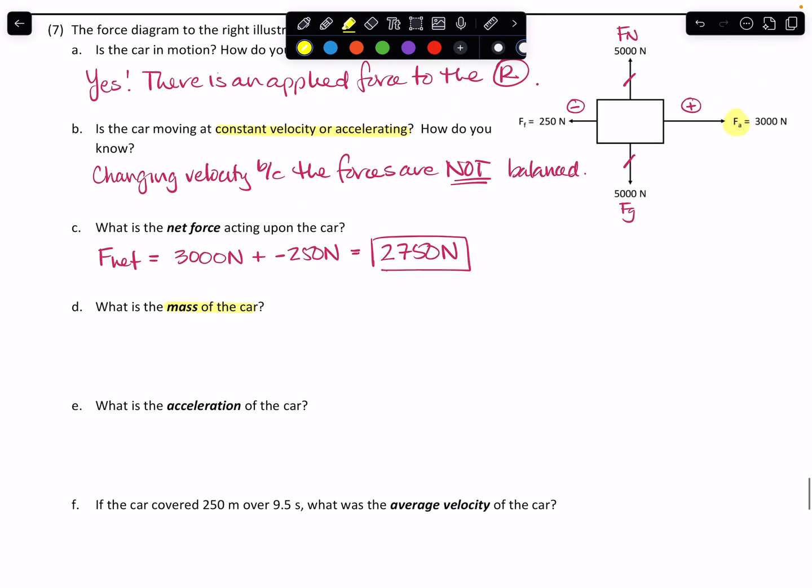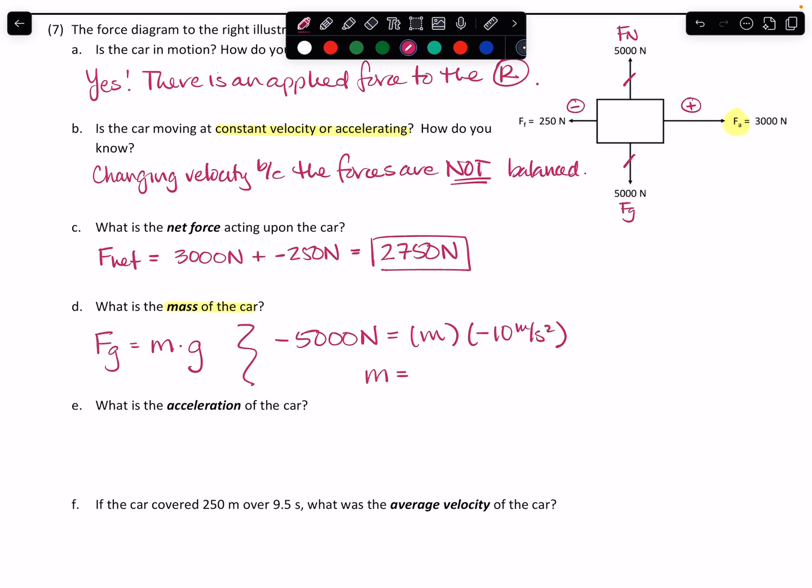Next, what is the mass of the car? You might say, why can't I just use Newton's second law here? I know the force, but we don't know the acceleration. So there must be a different way to determine the mass. Remember, we can also use the weight, which is Fg. So the mass times gravity is another way to determine that mass. The free body force diagram tells us what Fg is: negative 5,000 because that force points down, times our unknown mass, times the acceleration due to gravity, which is negative 10 meters per second squared. So our mass value here is going to be 500 kilograms.